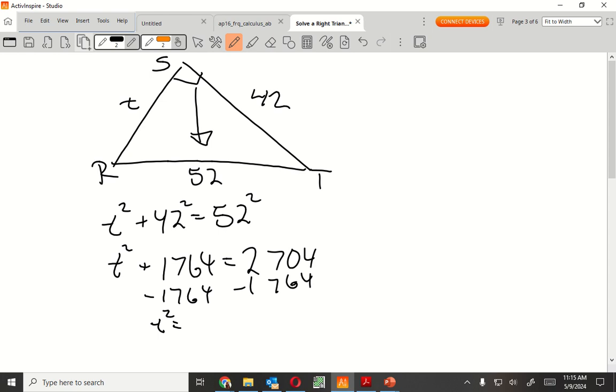What's that going to be? 940. T equals the square root of 940. 30.7. There we go.